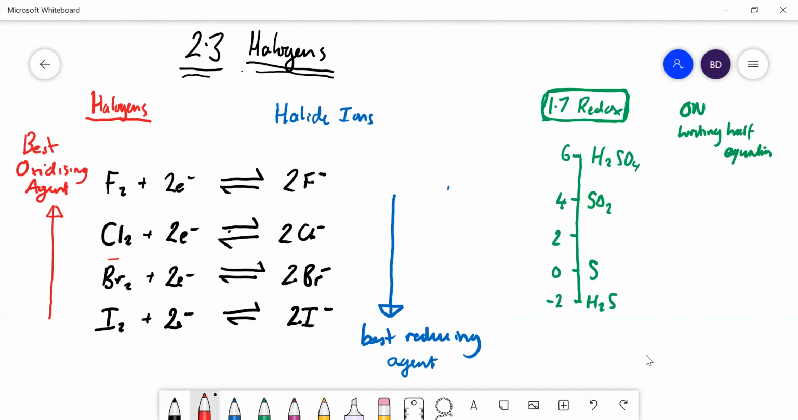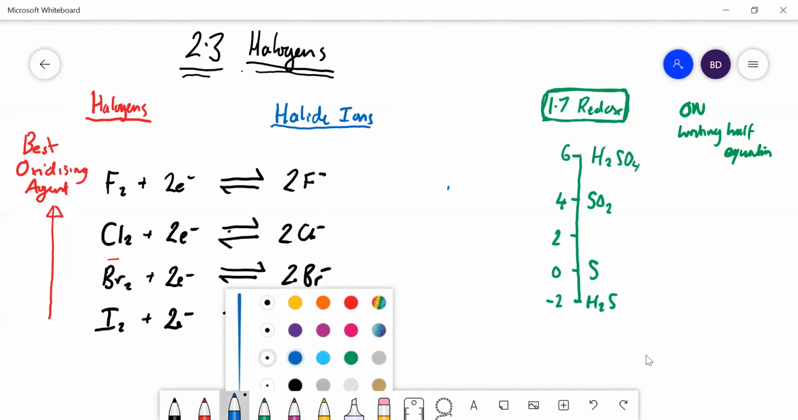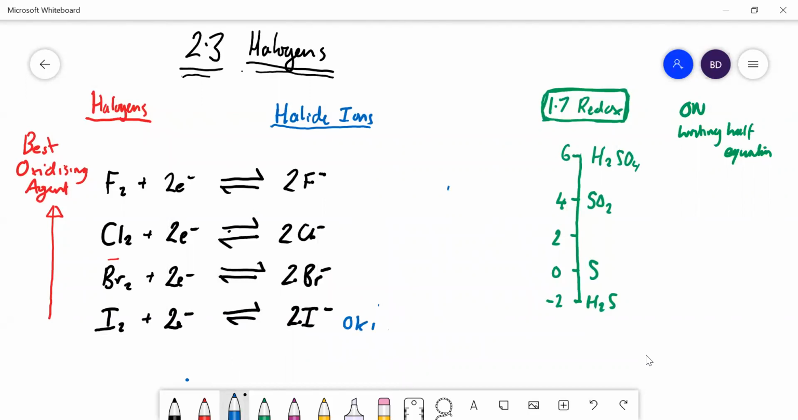And of course, the converse of that is that the blue things, the halide ions, are all potential reducing agents. Iodide is the best one out of the lot, but it's not a brilliant reducing agent. It's just an okay reducing agent. Bromide ion is not really very good at all, and chloride ion is a poor reducing agent. It doesn't really reduce things at all. And fluoride ion would be about the worst reducing agent you can think of. It's got no tendency to give away its electrons.